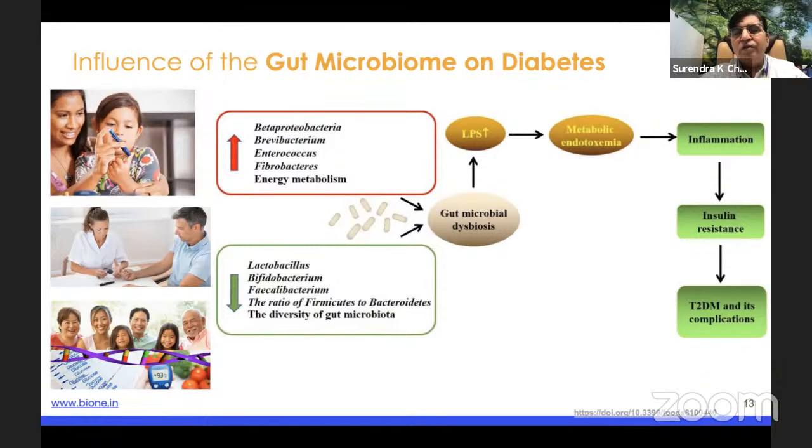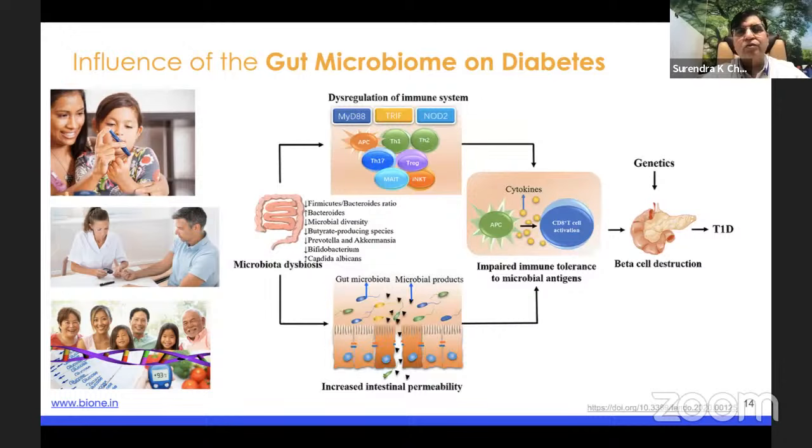Depending on the diversity and combination of these organisms, you may have low-grade or high-grade microbial dysbiosis. In the case of high-grade, LPS is constantly produced, metabolic endotoxin starts secreting, and there is constant inflammation. A whole system, the gut-pancreas axis, is impacted, and insulin resistance and the complications of type 2 diabetes happen.